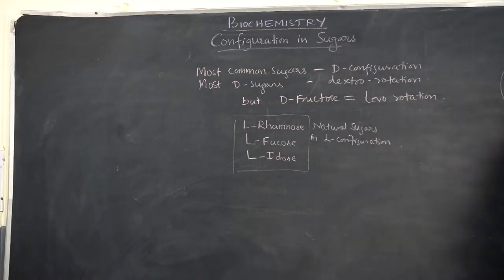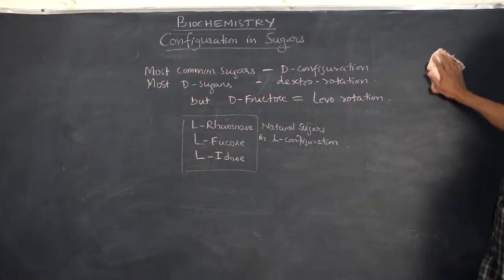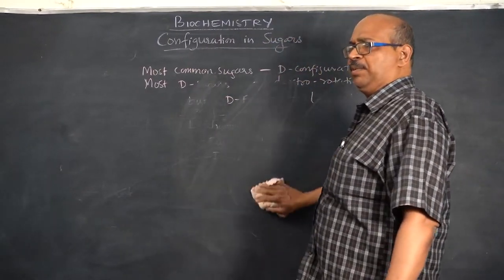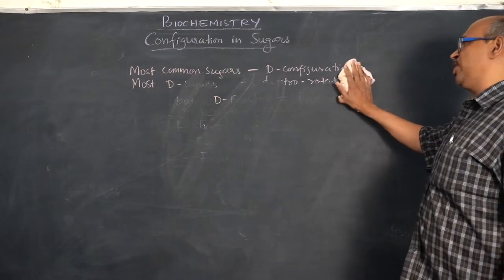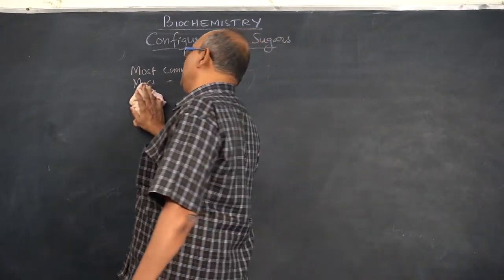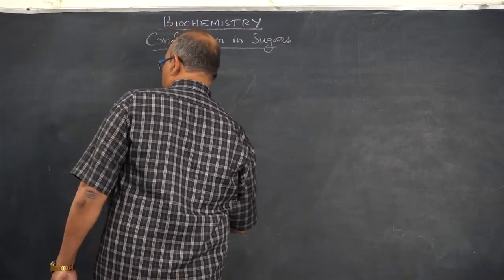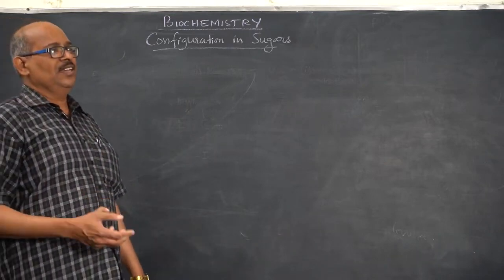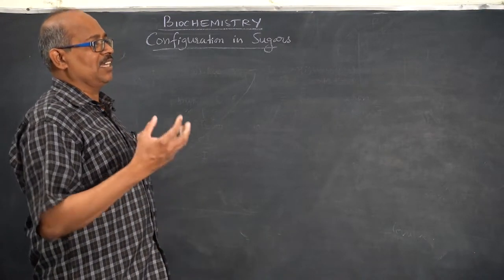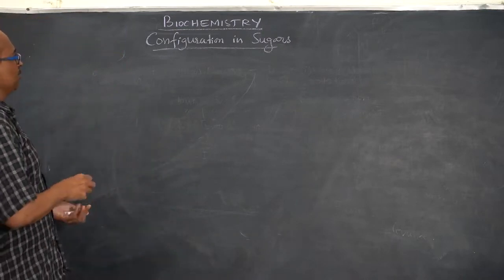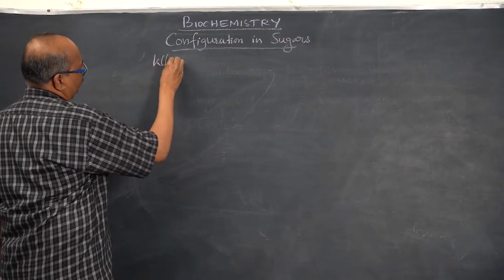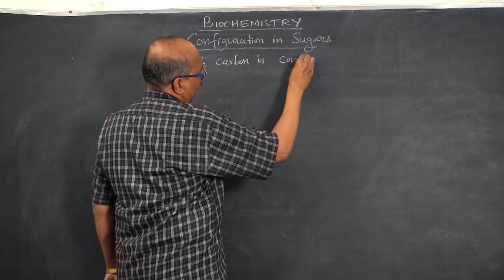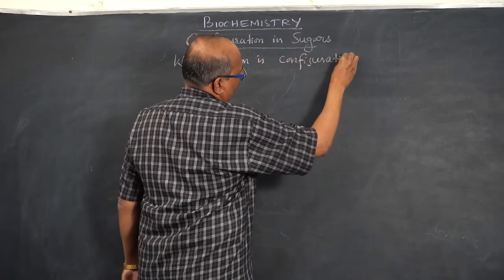Now when you take glyceraldehyde and when you describe the configuration, it's a relatively simple one because there is only one asymmetric carbon. When you go to the higher sugars, you get multiple asymmetric centers. When you have multiple asymmetric centers, how can you decide which carbon should be taken as the configuration carbon? That's the question. So which carbon is configuration carbon?